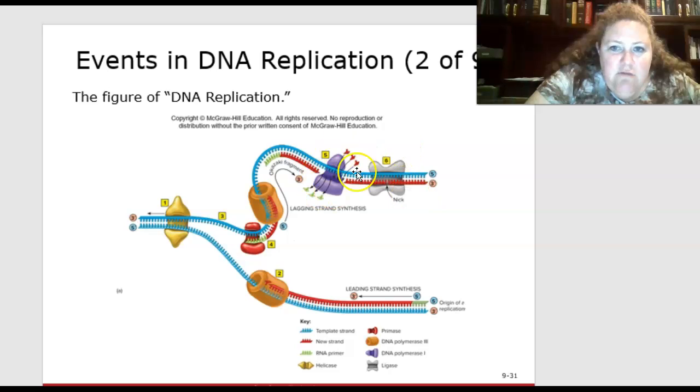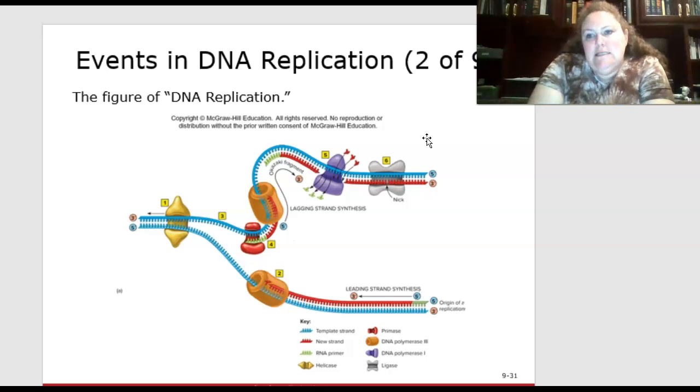Okay, then here in 5, you can see that DNA polymerase 1 removes the RNA primers and fills in the correct complementary DNA nucleotides at the open site. And then over here in 6, the unjoined ends of the nucleotides, which is a nick, must be connected by a ligase. And to ligate is a fancy word for to glue.